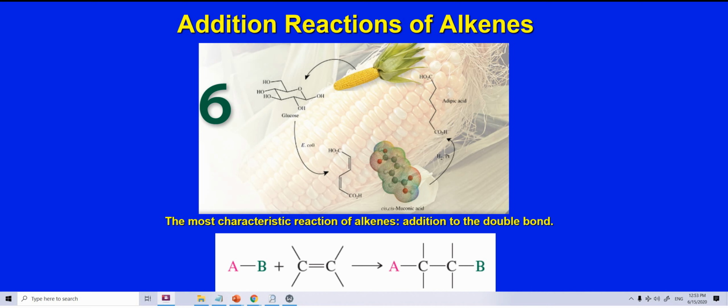The first one is called addition reaction to the double bonds. The second type of reaction is called oxidation reaction. You want to break up these carbon double bonds. The third reaction, we are going to consider, is polymerization reaction.